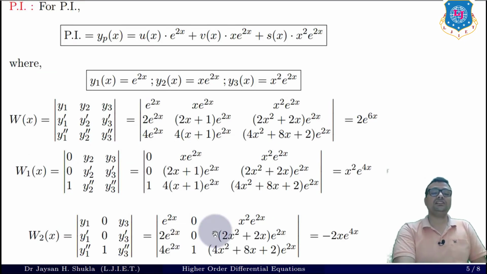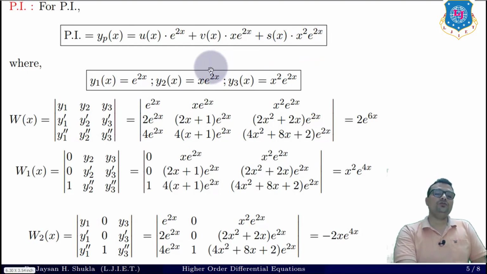Now coming to the main discussion, which is particular integral. As I told you, in case of second order derivative, we considered c1 c2 in form of functions of x. Here we have three parts: e raised to 2x, x e raised to 2x, x square e raised to 2x. So applying the same technique and replacing arbitrary constants c1 c2 c3 by three functions u, v and s, that will give us y1, and that will give us final solution. Now let us begin to solve this equation for u, v and s.